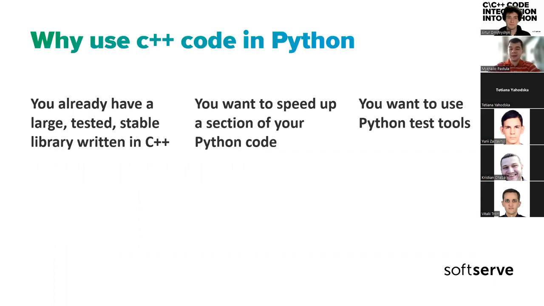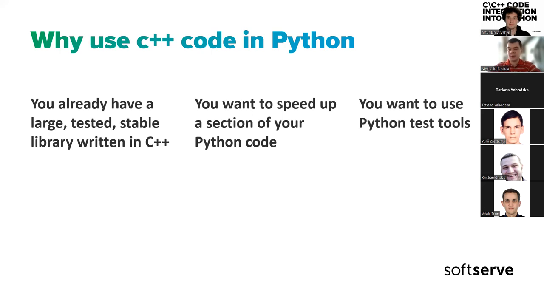And let's begin. So why use C++ code in Python? There are three main reasons. The main one is you already have a large, tested and stable library written in C++ that you'd like to take advantage of in Python. This may be a communication library or a library to solve some specific purpose in your project. For example, some math or geometry library for machine learning that will help you to test your model and to speed up everything.